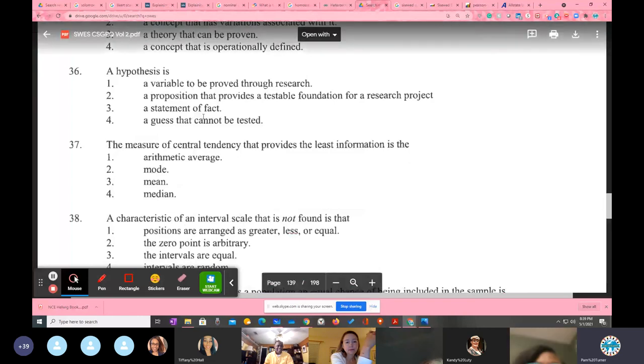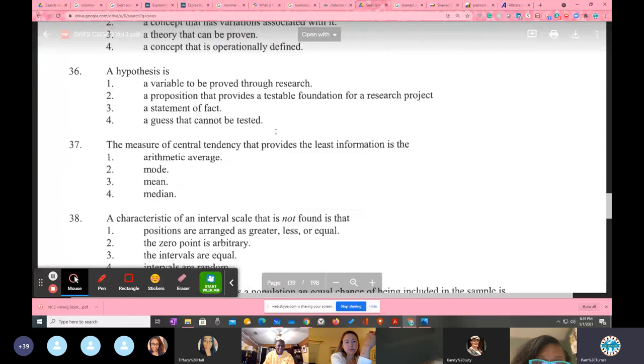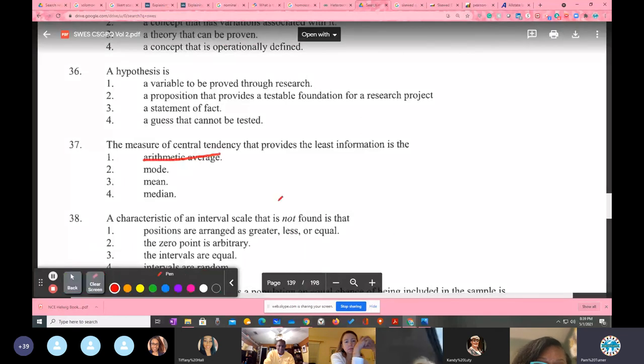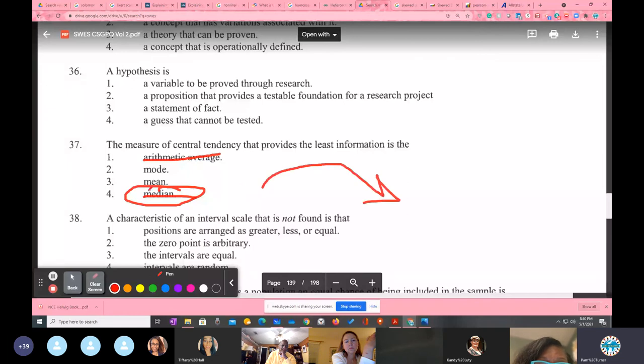37, the measure of central tendency that provides the least amount of information, the least. Okay, we're going to rule out A because A is not one of those terms, right? My mode, my mean, and my median. Okay, so the one that provides the least amount of information is my median. You're absolutely right. That's why I tell you, when you see those questions like mean, median, mode, and the mean is pulling it to the left, I don't care about the median. I don't care about that guy at all.